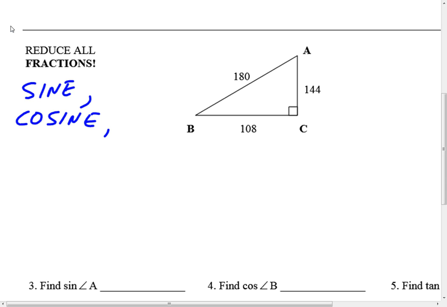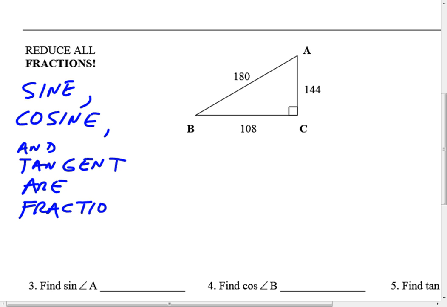Start again. Sine, cosine, and tangent are fractions. Mathematicians just decided to use some funky Greek names for those fractions. So sine is just some fraction. Cosine is a type of fraction. Tangent is a type of fraction.